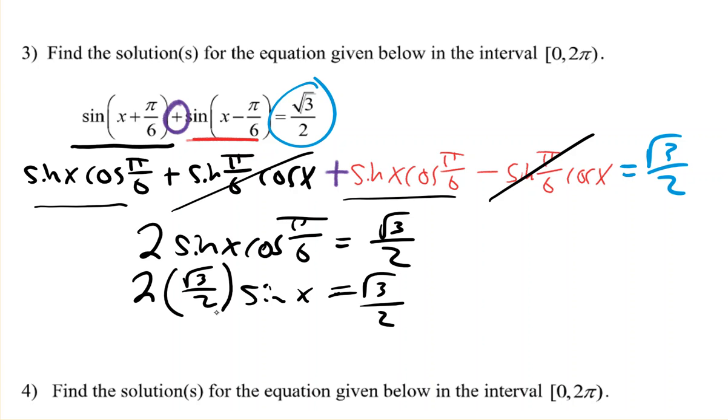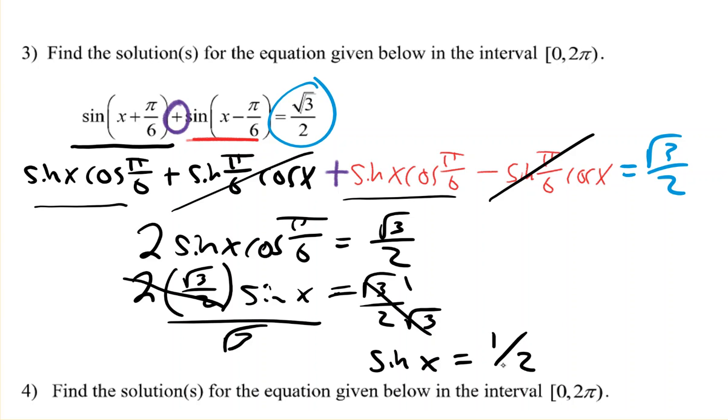And then, I don't know, you could start moving stuff to the other side if you wanted to. I would probably reduce these. Dividing by 2 and multiplying by 2 cancel out. Then I want to divide this side by the square root of 3, so I'll divide this side by the square root of 3. And what's left is sine is a half.